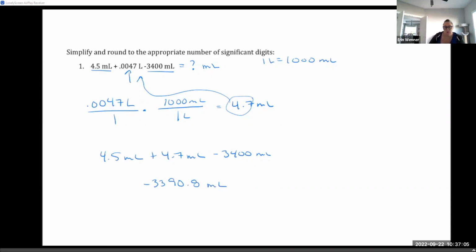Now, remember, when we talk about adding or subtracting significant figures, it's the least number of decimal places. So these both have one decimal place, but this one has no decimal places, right? Therefore, our answer can't have any decimal places either. And so rounding off, we're gonna have 3,391 milliliters. Okay. And that is our final answer.